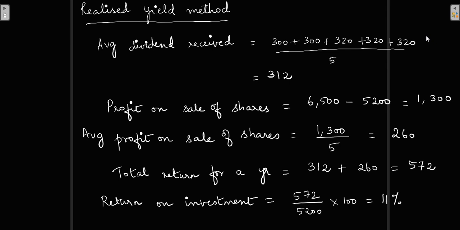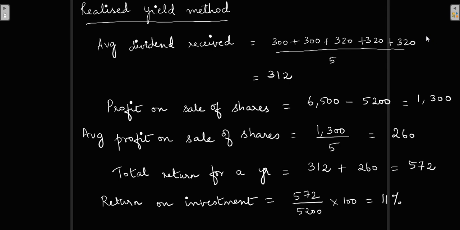Profit on the sale of shares is arrived at by selling price minus purchasing price. So the profit is 1,300. So the average again, you will divide it by the number of years. In this case, it is 5. So the average profit is 260 rupees.